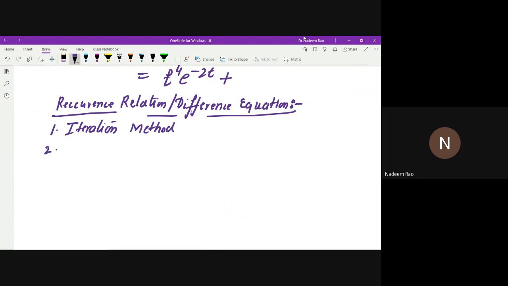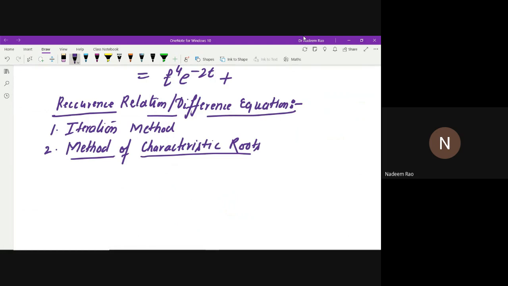We will study the method of characteristic roots. Method of characteristic roots. Okay. By this method, we will try to find the solution of the recurrence relation or difference equations. So, how will we work?